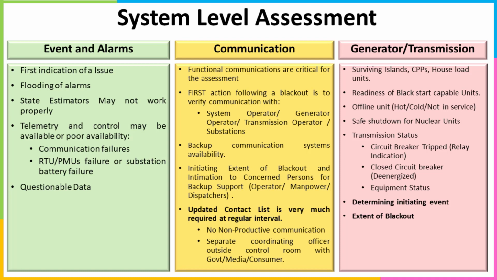On transmission and generation, you have to look into the aspect of surviving. What are the surviving islands, captive power plants, and which generating units have gone for house load operation? Because if these are there, then they will help in faster restoration of the system because power is available. So you can utilize those surviving CPPs, and the first thing is that you should stabilize whatever is surviving, so that they do not also black out after a certain duration of time. So you have to stabilize those islands or the captive power plants and house load units.